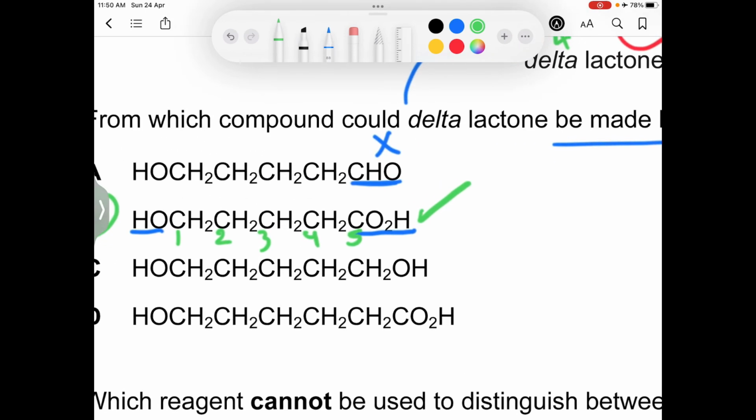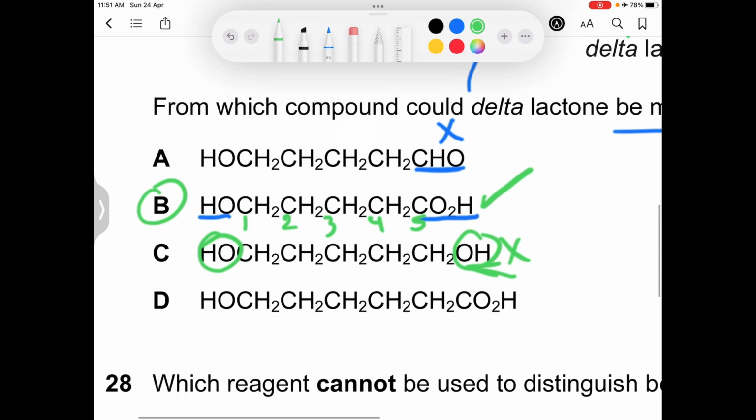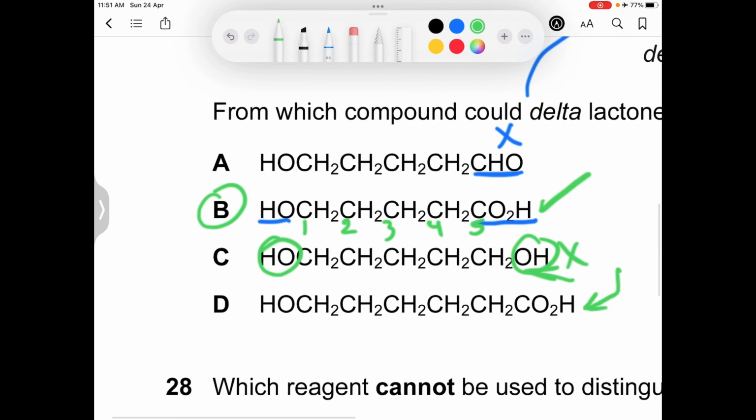If you count this here, by the way, we can cancel this because we don't have a double bond in this compound. There is no double bond here. We have hydroxyl groups on both sides, so we can cancel this. And if you look at the compound in D, it has 2 terminals, which are carboxylic acid and OH, so it might be good. But if you count the number of carbons, you can say 1, 2, 3, 4, 5, 6. This is not our target, so the answer is B for sure.